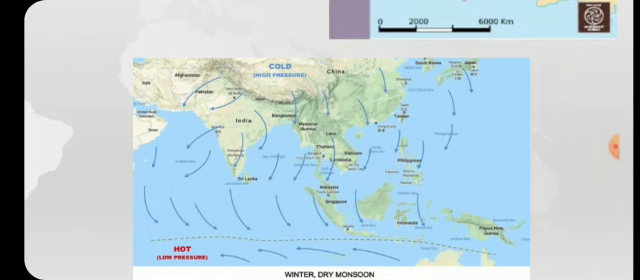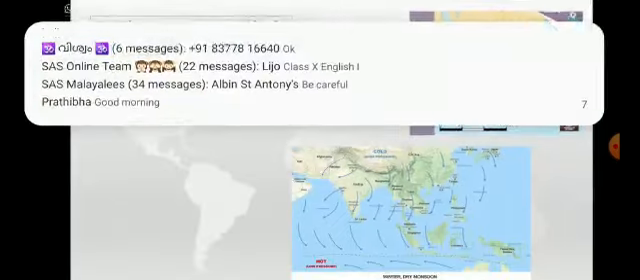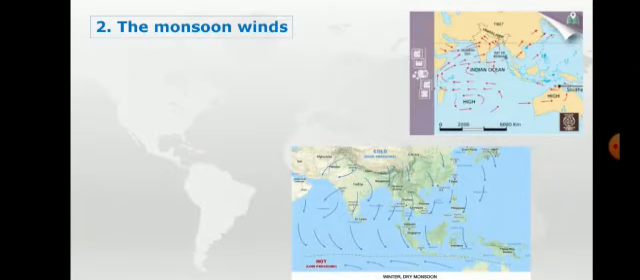Next we'll go to the next topic, the next factor, that is latitude.